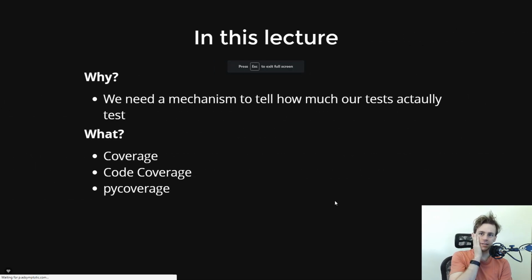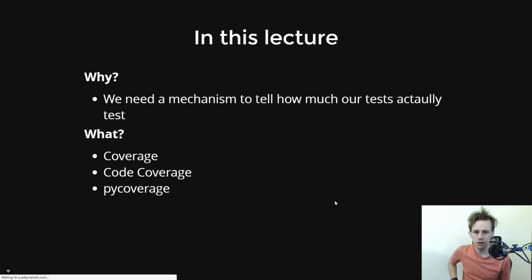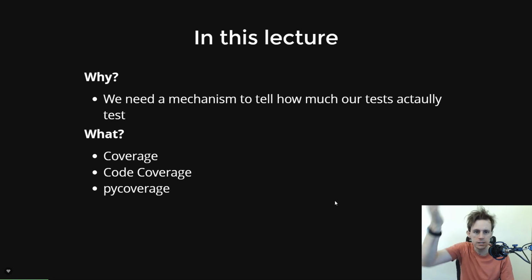We need a mechanism to tell how much our tests actually test. You can write a lot of tests, but how do you tell? If I say to you, how thorough are your tests? You say, well, we have 20 functions, and then you say, oh, we have 1,000 lines of tests. What does that even mean? Does that actually mean anything? Is that what we call a vanity metric? It's a measurement, but it means nothing.